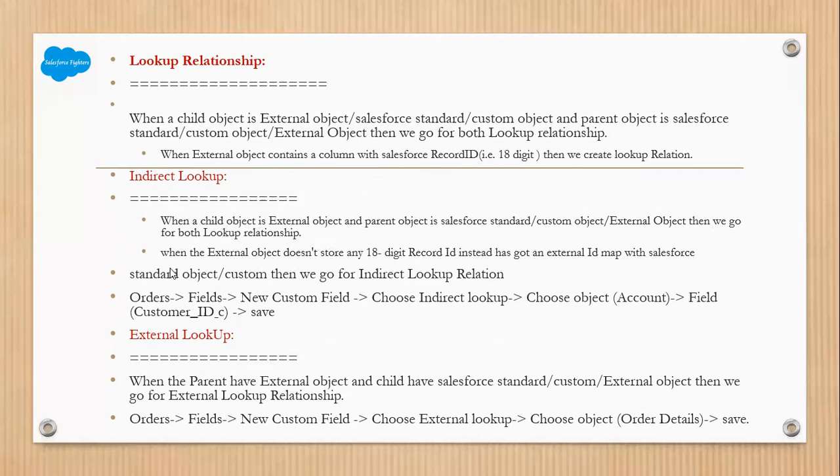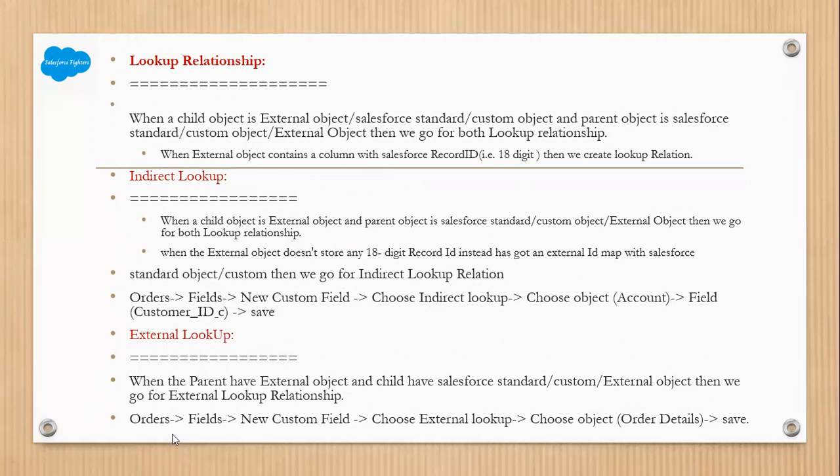Then we go for the lookup relationship. And when the external object does not store any Salesforce record ID, but has an external ID mapped with the Salesforce standard object or custom object, we go for the indirect lookup relationship. Add fields, new custom field, and choose indirect lookup. Choose the object Account, field Customer ID, and save.